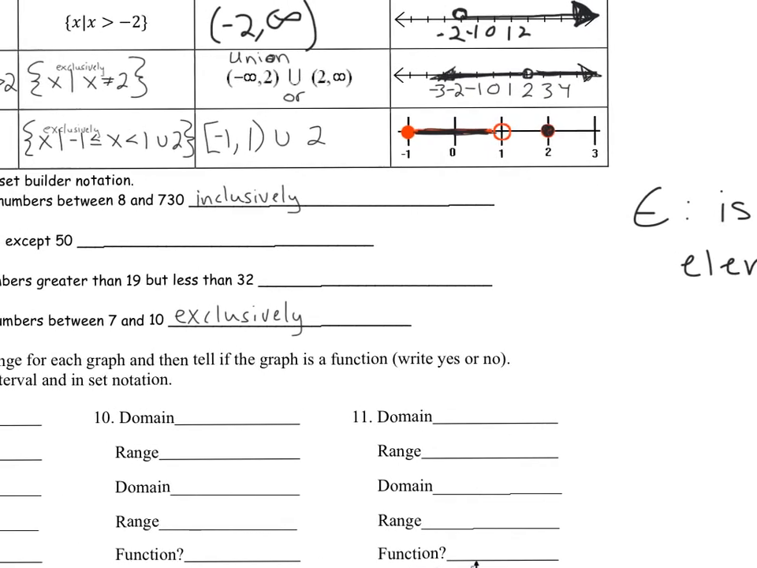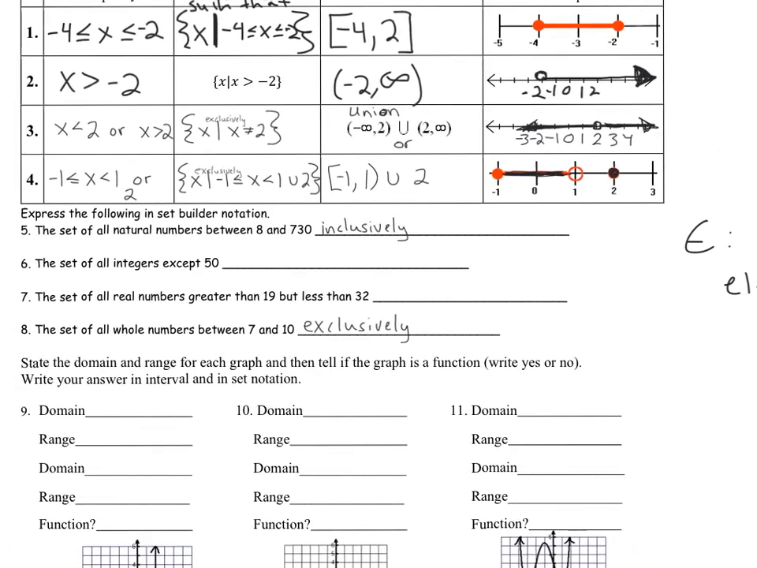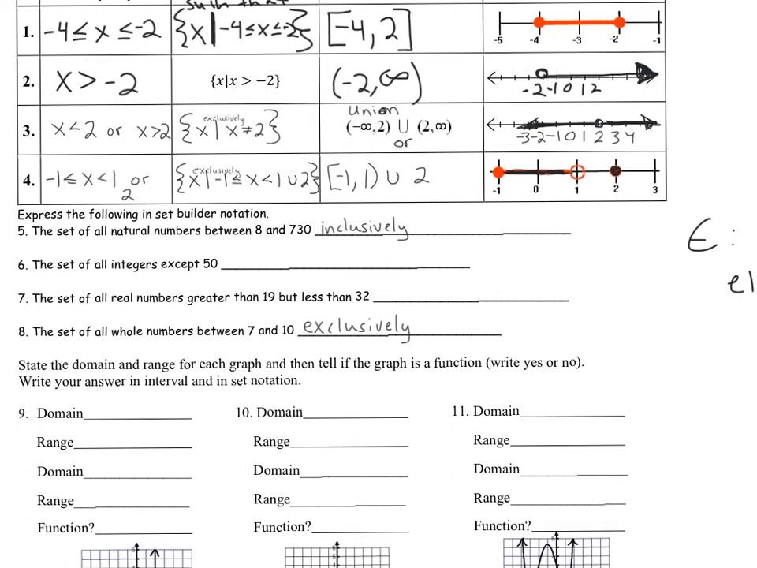Now, coming over here, we go ahead and read the first one. It says the set of all natural numbers between 8 and 730 inclusively. Now that word inclusively is important because it helps us understand that we're going to be including those numbers, 8 and 730. So you'll notice here that we'll put x just like we always have, but now we're going to introduce the E this time. We're going to put our E in there.